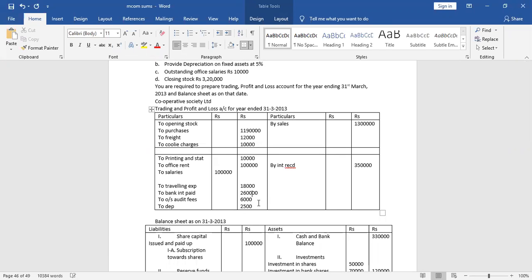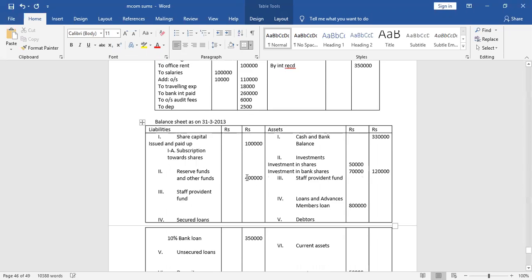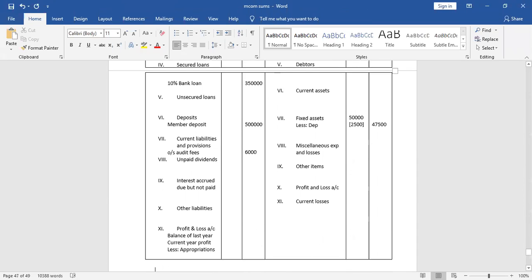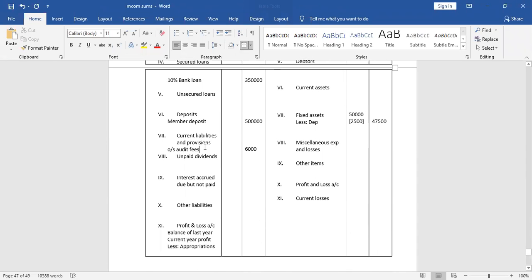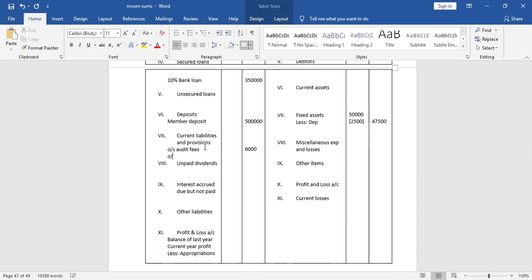2,500. Now we have outstanding salaries 10,000. So we have to add outstanding. How much is it? 10,000. So this becomes 1,10,000. Then one more effect has to be given: outstanding salaries 10,000.